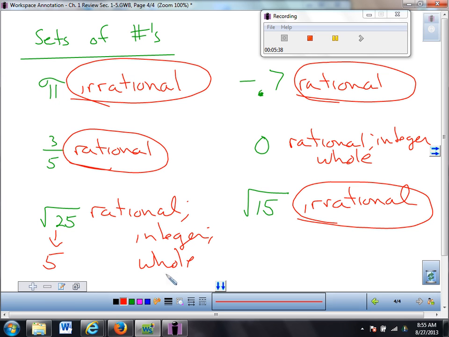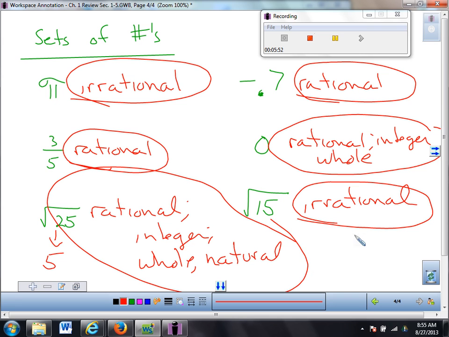A subset of whole numbers is the set of natural numbers, also known as counting numbers. Counting numbers are 1, 2, 3, 4, 5, 6, and so on. 0 is not a natural number, so I was done there. Is 5 a natural number? Yes. Okay? Do lots more examples, and good luck.